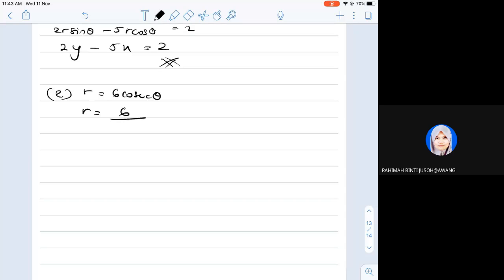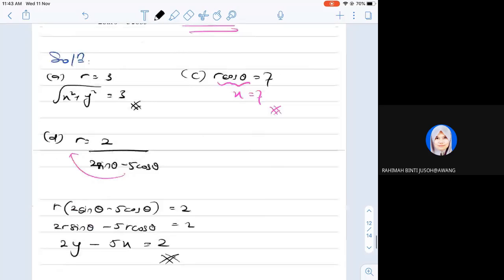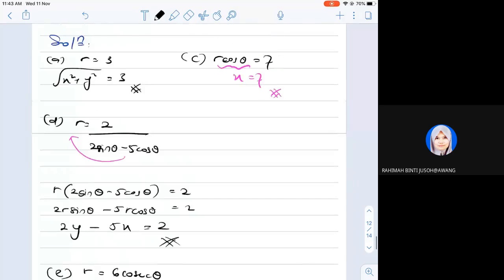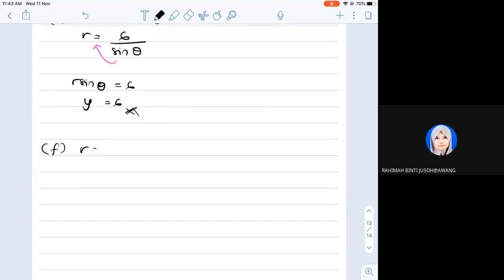So this is 6 over sin theta, right? So next, saya nak buat naikkan atas je. Ni buat naik atas, sama je. Okay? So we have R sin theta equals to 6. So y equals to 6, that's it. Yang F ni, R equals to 3 sin theta cos theta plus sin theta. R equals to 3 cos theta plus sin theta.